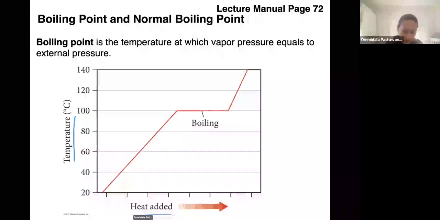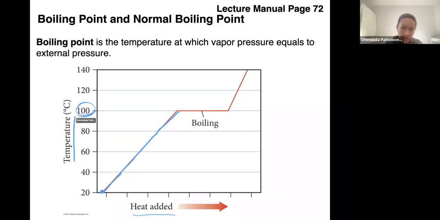Now let's take a look at a graph plot between temperature and heat added. If you have water at 20 degrees Celsius and you keep adding heat to it, the water temperature will rise until it reaches a certain temperature, in this case, 100 degrees Celsius.